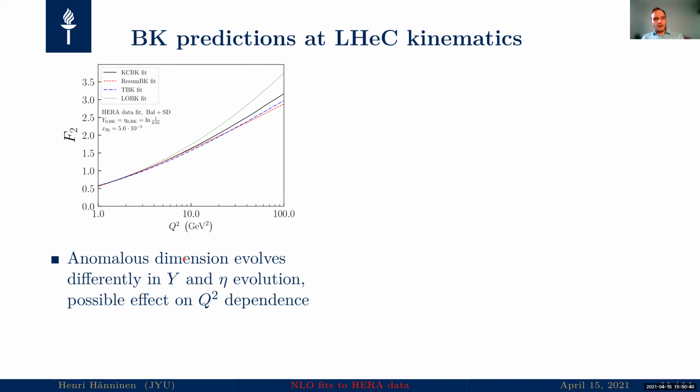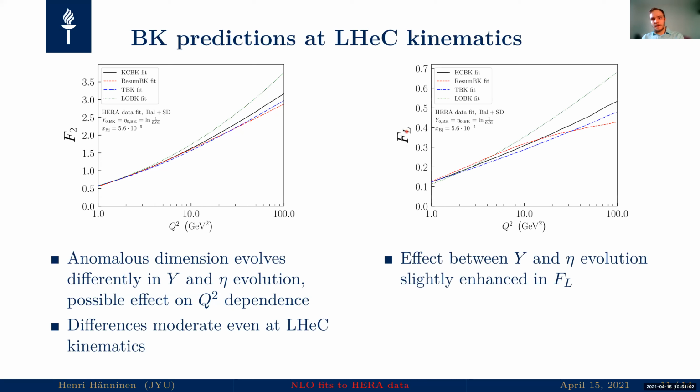And we learned that the anomalous dimension evolves differently in the Y and eta pictures of the evolution. And this can have an effect on the Q squared dependence of the resulting structure functions. However, at LHeC kinematics, the differences are quite moderate. Then here are the corresponding plots for FL with the same curves. And as you can see, the effect is slightly enhanced between Y and eta evolutions. And this could be due to the fact that FL is more sensitive to smaller dipoles, where the evolution equations differ more.